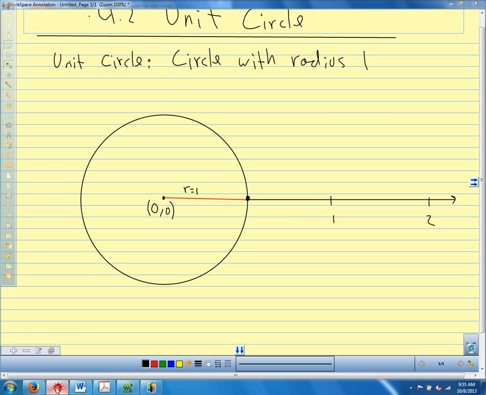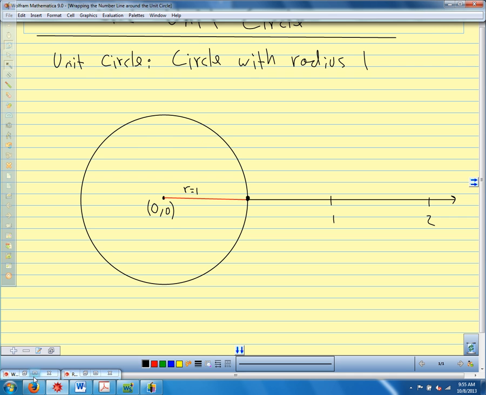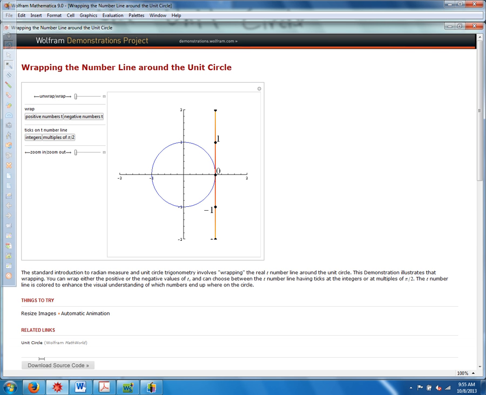So let's look at this one. So here's my unit circle. The blue is our unit circle. And the number line, I've stretched it straight up. And we're going to start wrapping this around the unit circle. So I'm going to wrap, and I'm going to stop there for now.